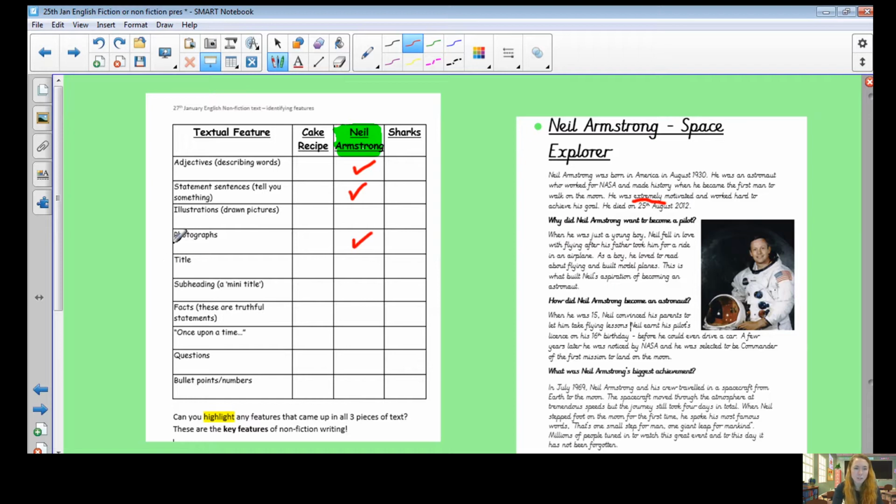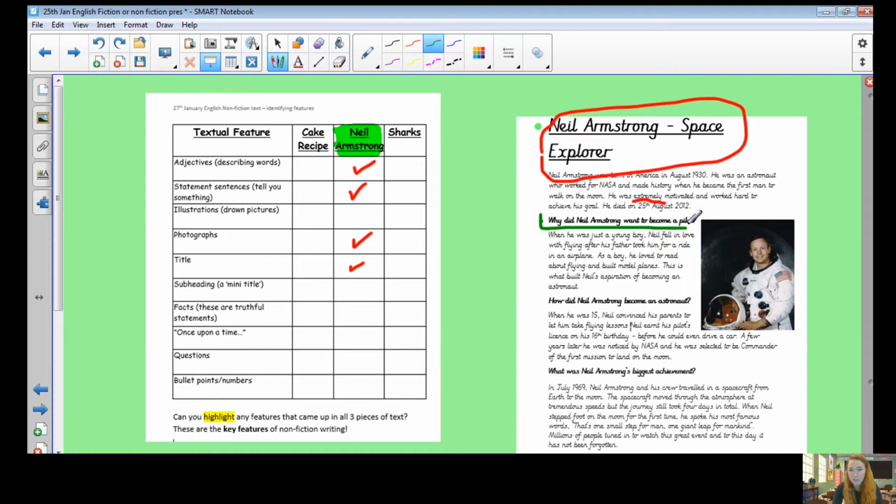Does it have a title at the top of the page? Let's have a look. Yes, it does. Does it have subheadings? That means a mini title. Now, we haven't come across these before, so I'm going to show you what these are. It does have a mini title.